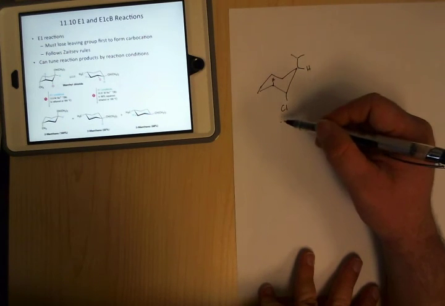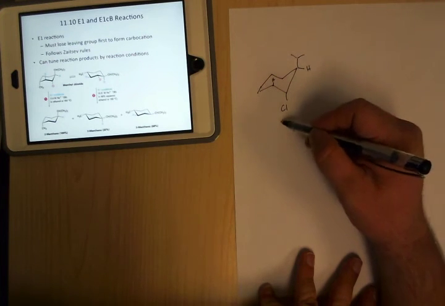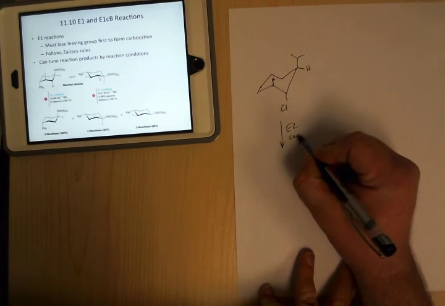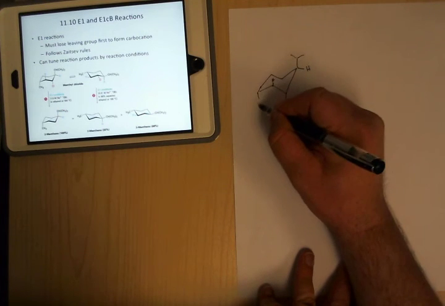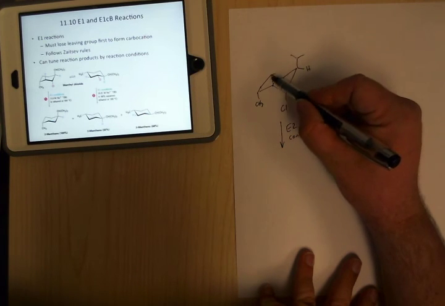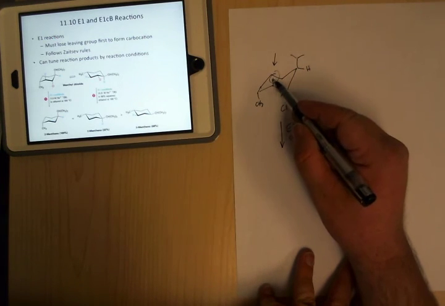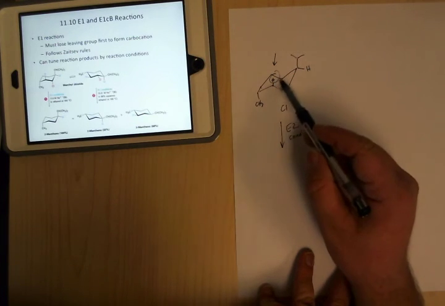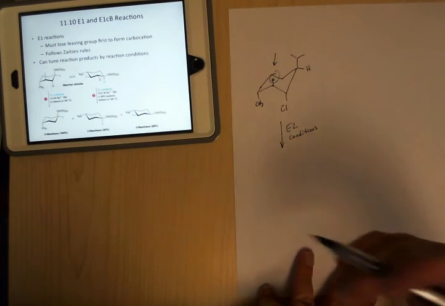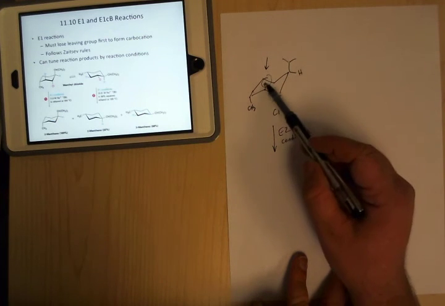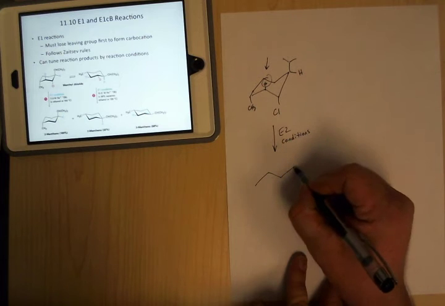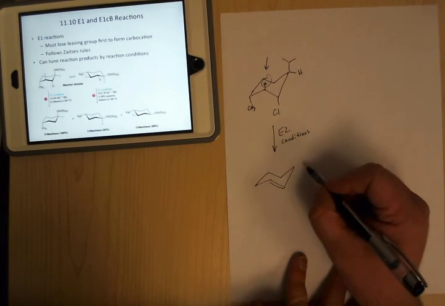if you do these under E2 conditions, you can actually favor pulling off this one, just because it's much easier to get to this one because there are sterics involved. For E2 you have to have the base, and the base is going to get involved in the slow step. It's going to be a lot harder for the base to get access to this one as opposed to this one, just for sterics. So you can actually drive this reaction to go this way.